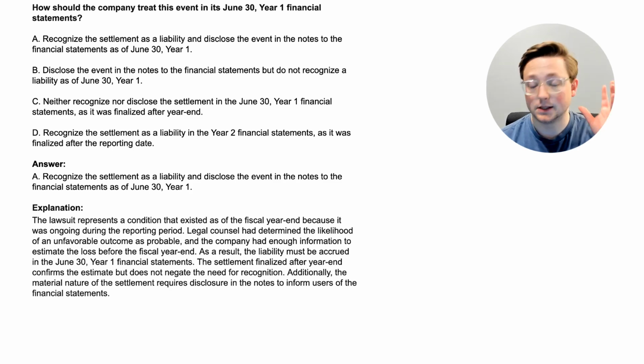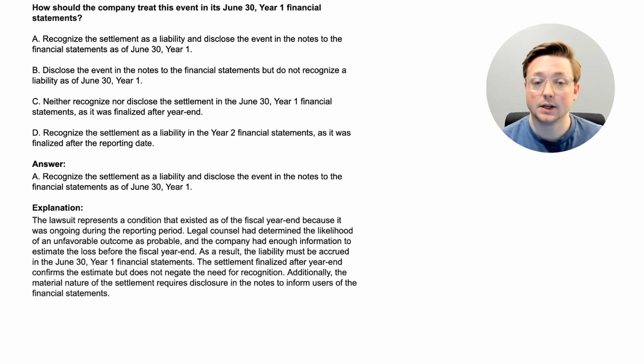Basically, again, this is a little bit different because this is a condition or something that was happening during the fiscal year that we're talking about. So it was happening before the financial statement close date on June 30th, Year 1, even though maybe the settlement didn't occur till after the end of the year. Because it was something that existed before the end of the year, they are going to have to recognize a liability and they're going to disclose it in the notes.